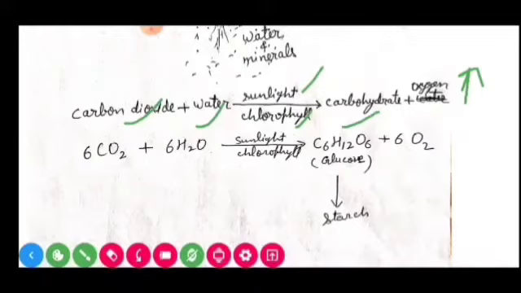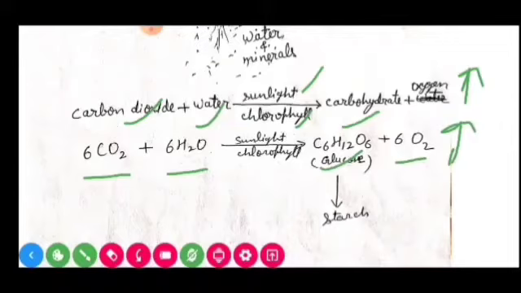During respiration, plants also release carbon dioxide, but that carbon dioxide is not sufficient for the process of photosynthesis. So whatever carbon dioxide is released by animals and during burning is also used by plants in the process of photosynthesis. In this process, 6 molecules of carbon dioxide and 6 molecules of water react together in the presence of sunlight and chlorophyll. 1 molecule of glucose is prepared and 6 molecules of oxygen are released into the atmosphere.